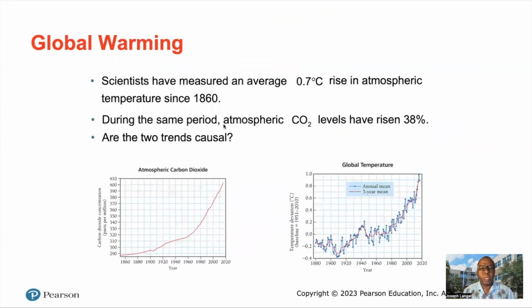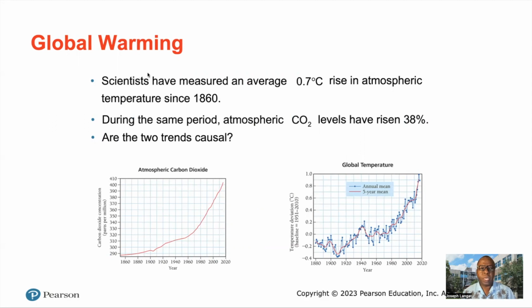And from around the mid-18th century to 2020, this is the concentration of carbon dioxide. In comparison with the global temperature from 1880 to 2020, you see there is an exponential increase in temperature, which relates to the carbon dioxide concentration in the atmosphere.